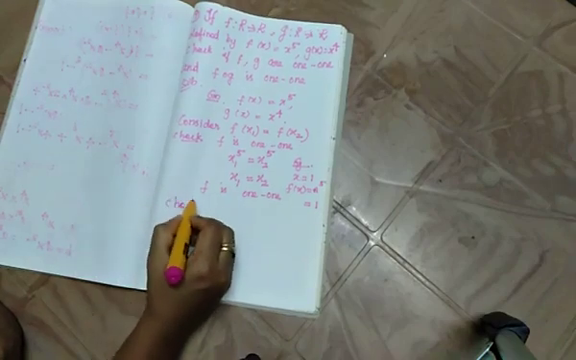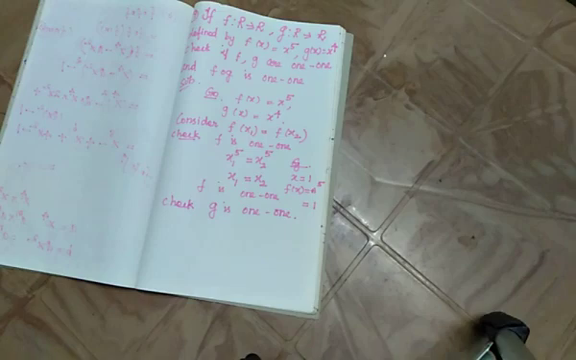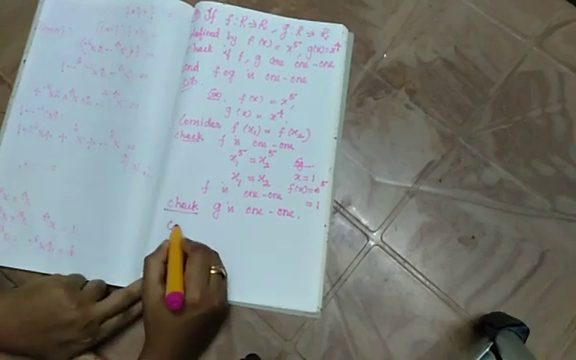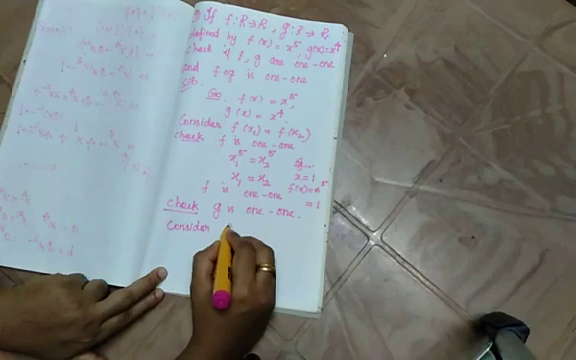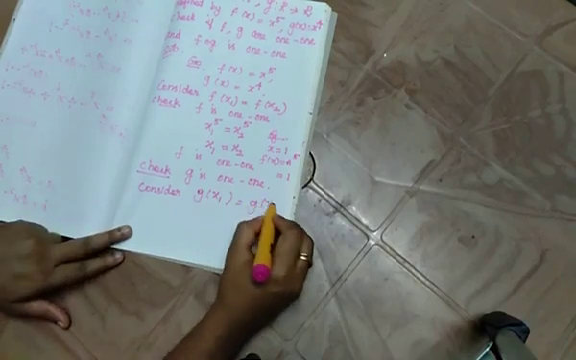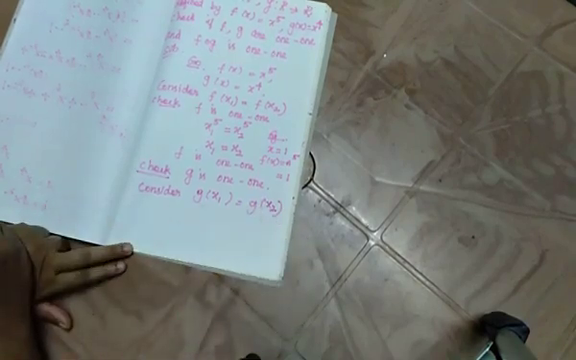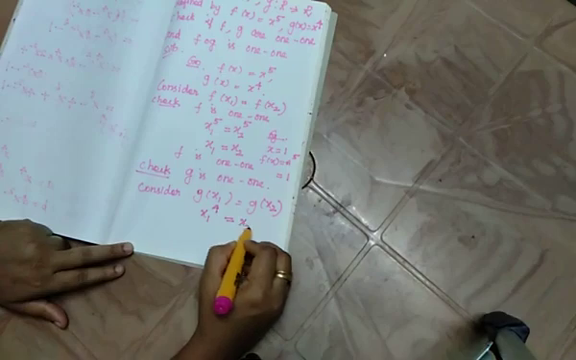Now we have to check whether g is 1-1. Since this is a function g, we consider g of x1 is equal to g of x2. Let's see what we will get. So here x1 power 4 is equal to x2 power 4.